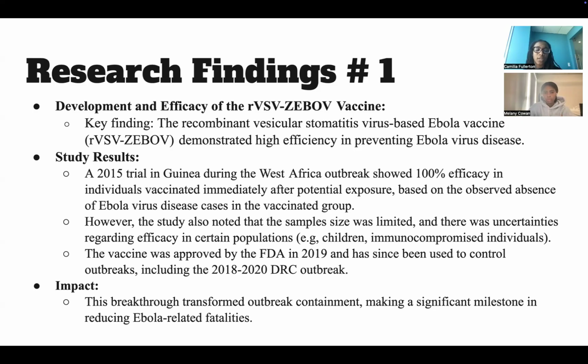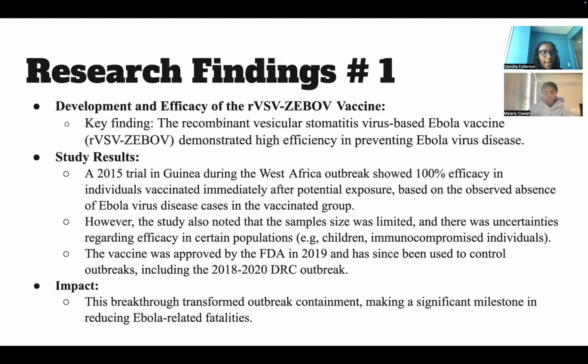The vaccine was approved by the FDA in 2019 and has since been used to control outbreaks during the 2018 and 2020 DRC outbreak. So it's clear that this vaccine is one of the frontline tools being used to fight the outbreak of Ebola, and it's working. So that's a really good thing.